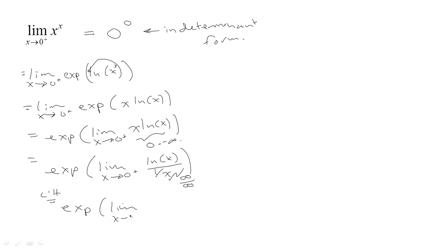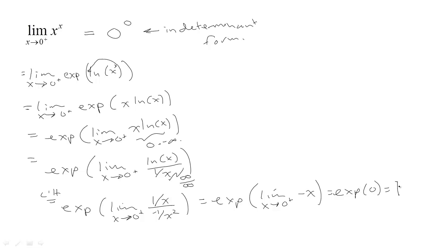We have the limit as x tends to 0 from above of the derivative of ln x, which is the derivative of the inside over the inside, so that's 1 over x. And this is x to the negative 1, so the derivative is negative 1 over x squared. So we have e to the, if I multiply top and bottom by x squared, the limit as x tends to 0 from above of negative x. That limit is easy to see: it's 0, and e to the 0 is 1. So the limit in this case was 1.